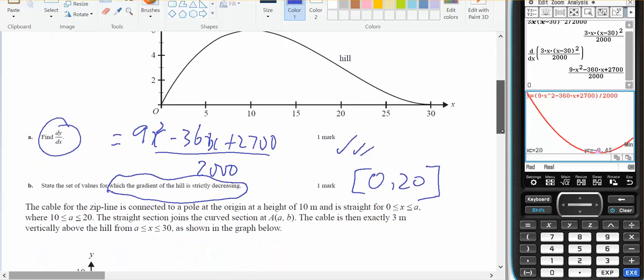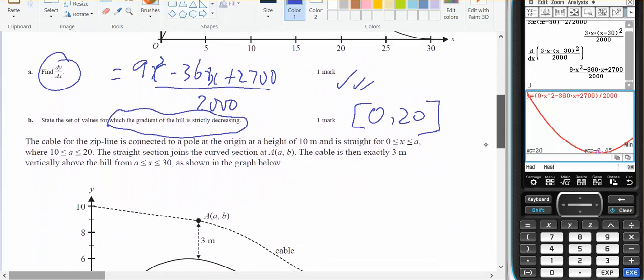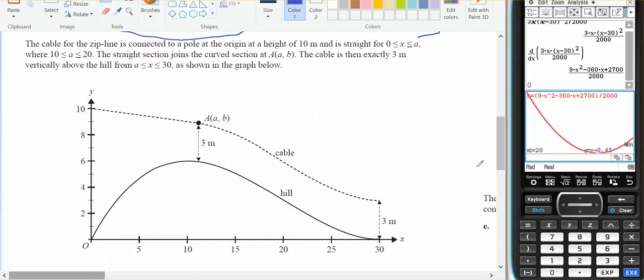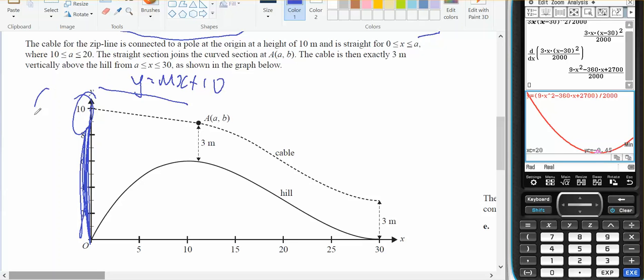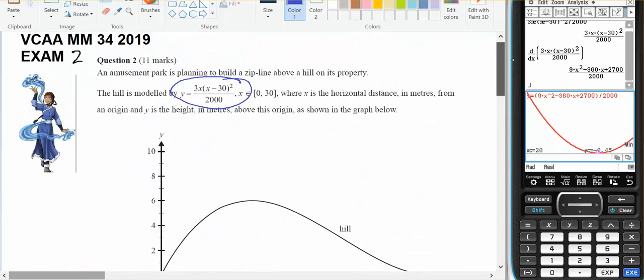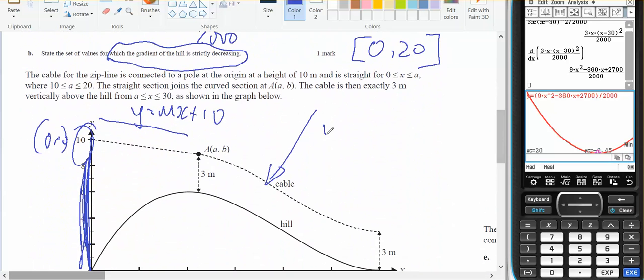Okay, so continuing on. The cable for the zip line is connected to a pole at the origin, so there's my pole, and that's 10 meters above the ground. And it's straight, so that's y equals mx plus 10, since I know that coordinate there is 0 and 10. And it joins to the curve section at AB. The cable is exactly 3 meters above the hill. So from here, what letter was this up here? y. So it's going to be y plus 3.